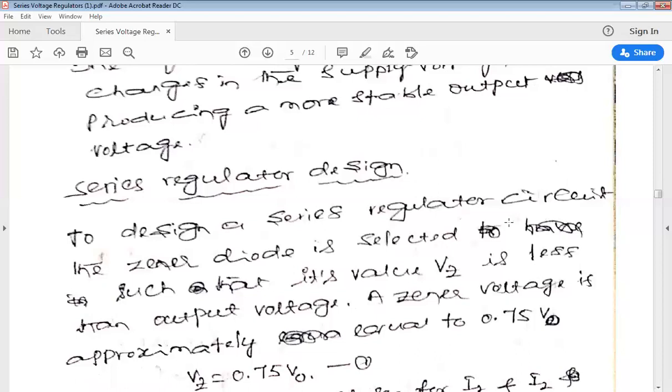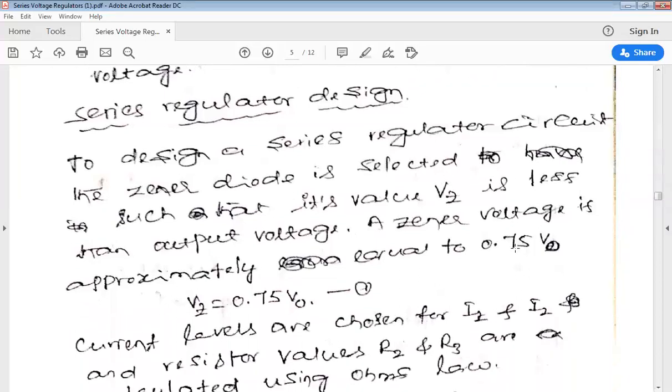To design a series regulator circuit, the Zener diode is selected so that its voltage VZ is less than the output voltage. The Zener diode voltage should be less than the output voltage. For example, consider I need a 12 volts regulated output. In that case, I am going to select a 9 volts Zener diode.